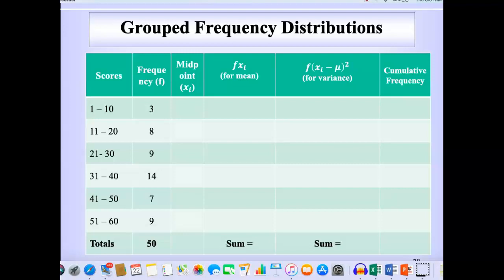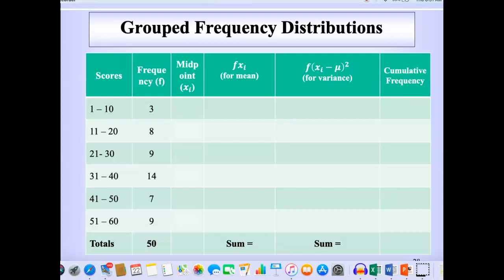So what the table will be showing is that 3 persons would have gotten between 1 and 10, 8 persons would have gotten between 11 and 20, 9 persons between 21 to 30, and so forth. Now, the other columns we will be required to create and label.